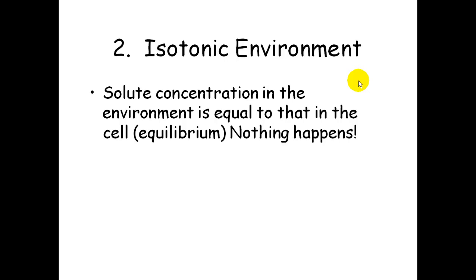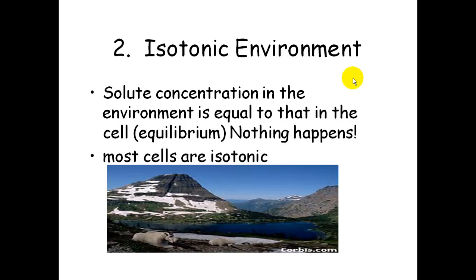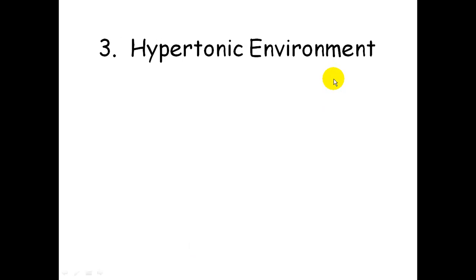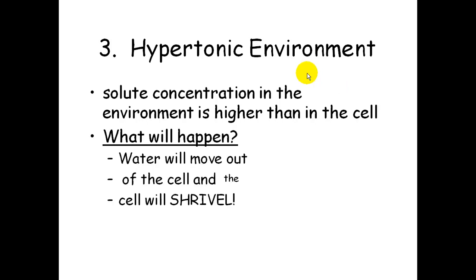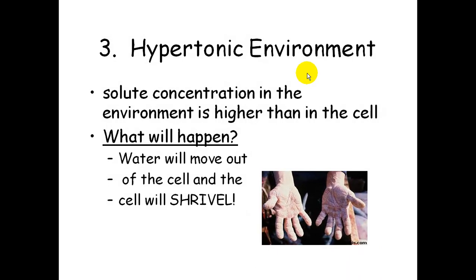Isotonic environment, the solute concentration in the environment is equal to that inside the cell. Everything is at equilibrium. Nothing's going to happen. Most cells are this way, and it's basically a peaceful, natural environment for the cell. The third one is hypertonic environment, and this is when the solute concentration in the environment is higher than what's in the cell. So that means this cell is in a very salty environment on the outside of its membrane, or a very sugary environment. And so what will happen? In this situation, water is going to move out. Water always moves from a high concentration inside the cell to outside the cell, in this case. So water will move out, and that causes your cells to shrivel up.